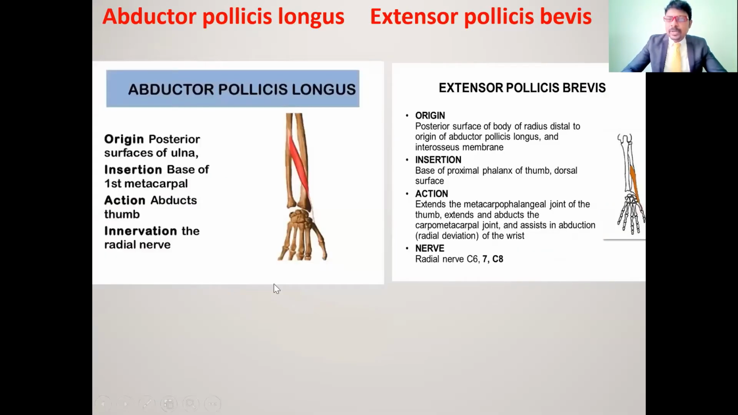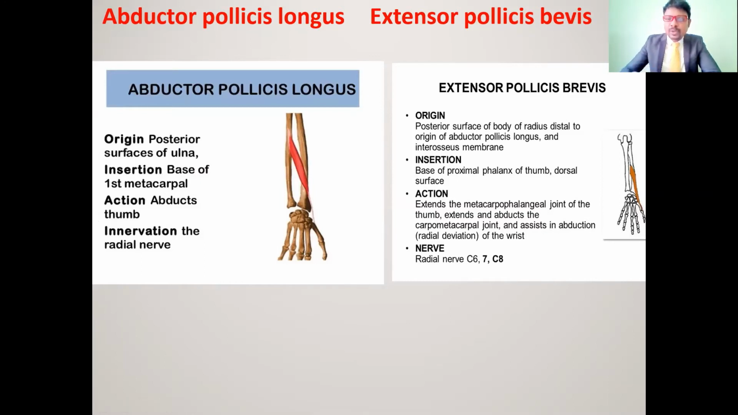So what are the muscles involved? These muscles are the abductor pollicis longus and extensor pollicis brevis. The abductor pollicis longus originates from the posterior surface of the ulna, and inserts at the base of the first metacarpal. So if it contracts, it helps in abduction of the thumb, which is its main action. It is innervated by the radial nerve. If there is any inflammation, they may lose the abduction of the thumb. Those who have inflammation and swelling are unable to do the abduction movement, and if they do abduction, they get severe pain.